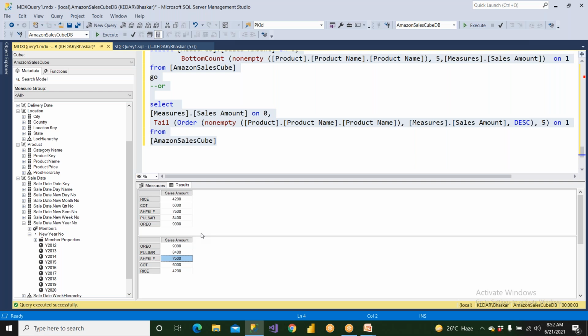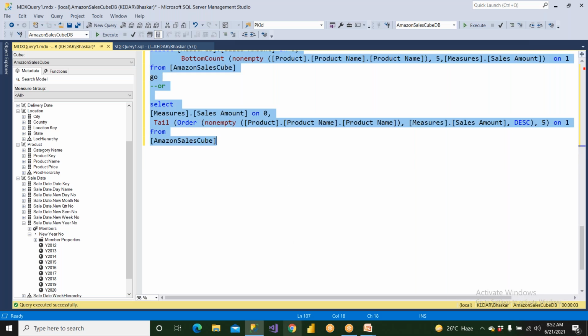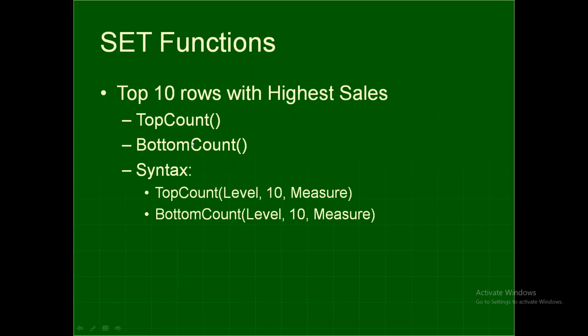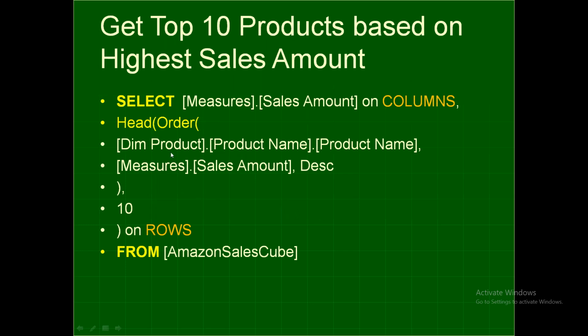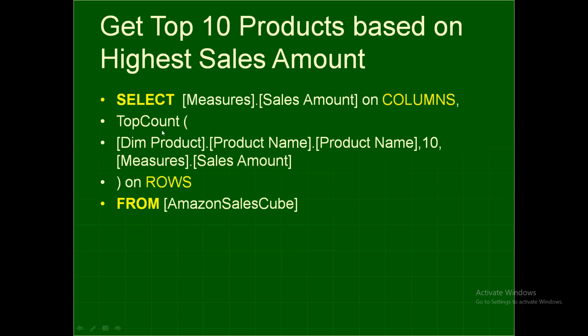So this is how you should be able to get bottom 5 products or top 5 products. You can use bottom count and top count. Clear? So these are called set functions that we can use. Instead of using order, head, tail and so on, the ready-made function is bottom count. What level of data you would like to display, on what measure you would like to sort the data, and how many rows you need. I need 5 rows or 3 rows. So you can use that.